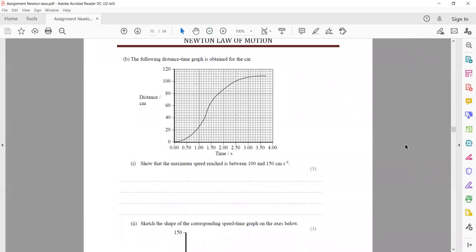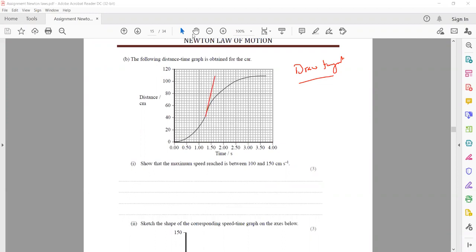The following is a distance time graph. As you can see in the figure, show that the maximum speed is between 100 to 150 centimeters. First, whenever it is a curve, to get the maximum speed, we have to draw a tangent. So here the slope is increasing. At this point, the slope is maximum.